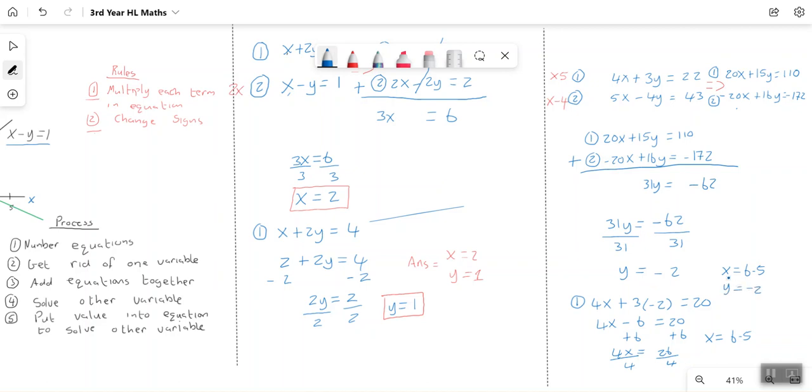Okay, so that's the simultaneous equation solved. So that's the process. This is the process that you can use in order to solve simultaneous equations. Okay, hopefully that helps. Thank you.